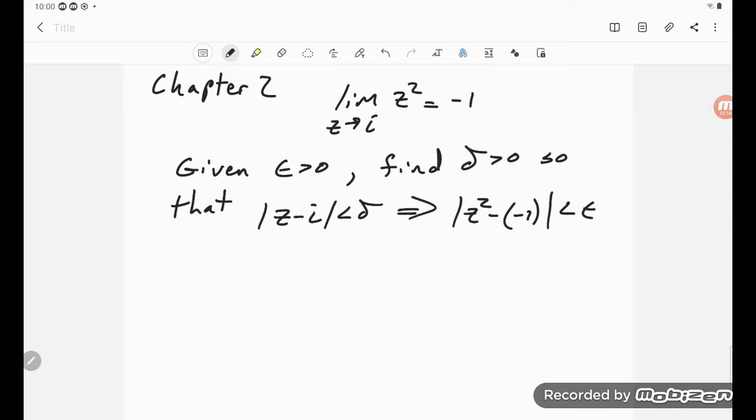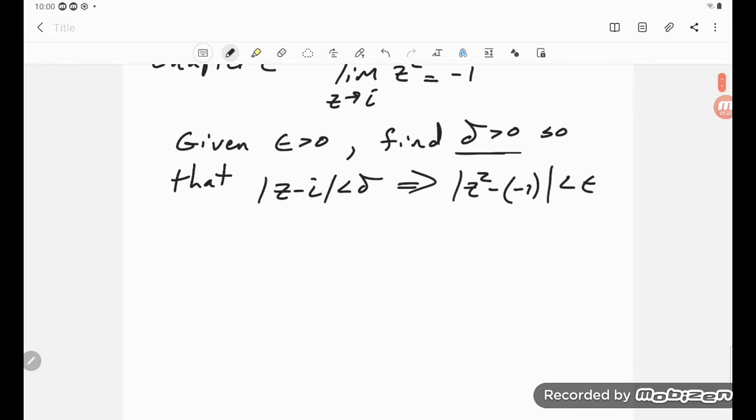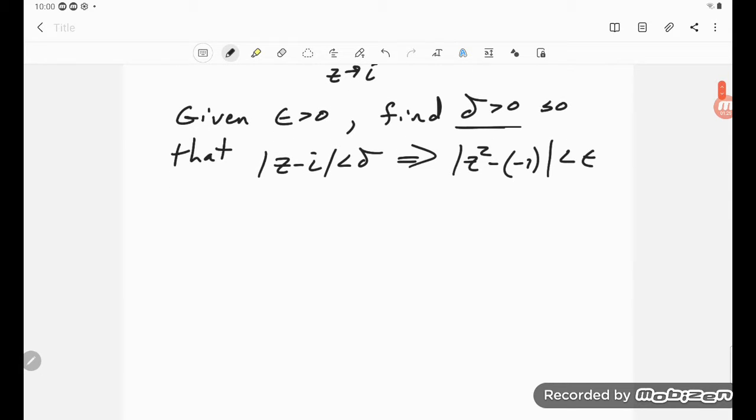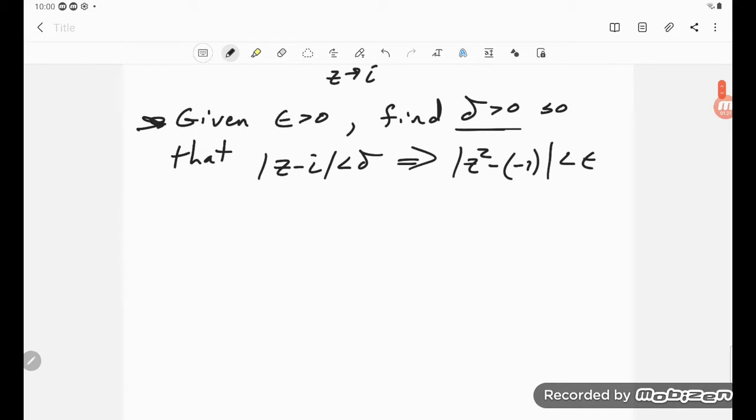Okay, so again, the game is somebody would give me the epsilon, and then I would need to tell you how to find delta. And typically, delta is a function of epsilon because it seems like it ought to be. If you have to tell me epsilon first before I can produce delta, then it has something usually to do with epsilon.